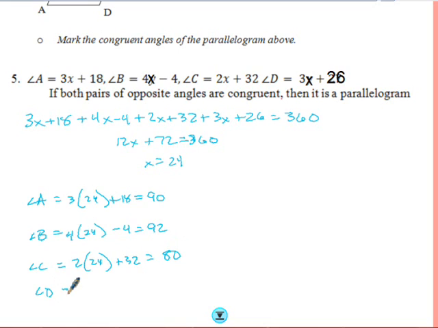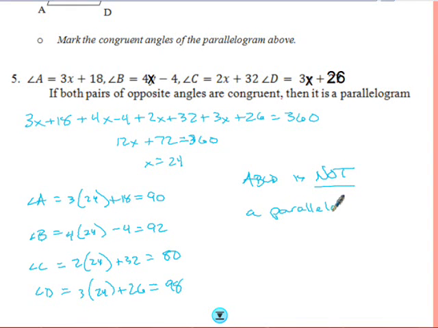I already know that it's not now, right? Because I got 3 different angles. Angle D is 3 times 24 plus 26, which equals 98. So I can say that ABCD, this quadrilateral, is not a parallelogram because it doesn't work. The opposite angles are not congruent.